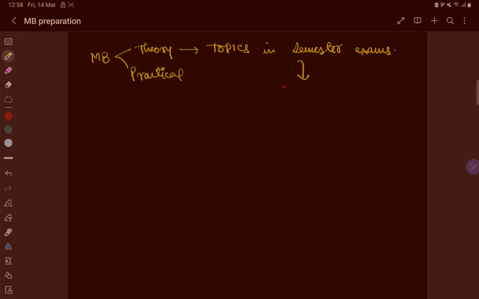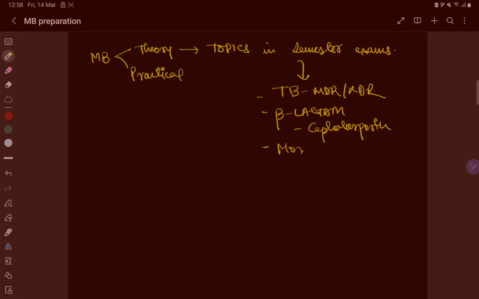For examination purposes, for MBBS, theory and practical, these are the topics in semester exams that are important. For example, tuberculosis, MDR, XDR. Then beta lactam, suppose cephalosporins, suppose morphine. Opioids are important. So opioids versus NSAIDs can be asked.